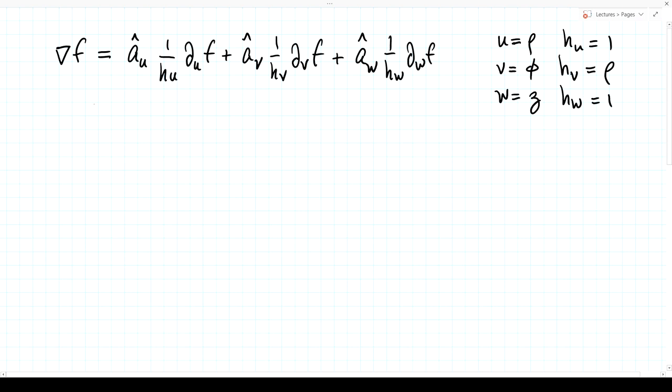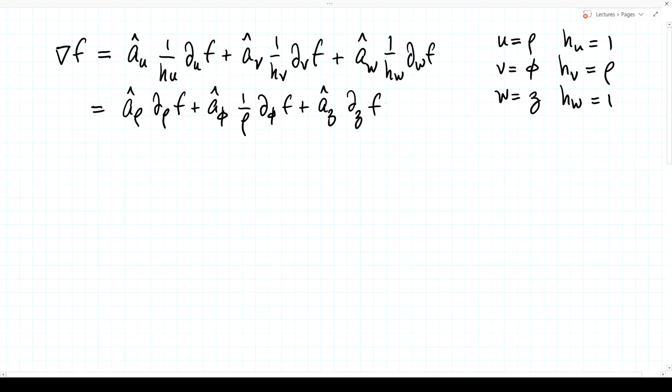So we can plug these in, and we get that the first term is a hat rho, 1 over hu, well, hu would be equal to 1, so we don't even need to include that. Derivative with respect to rho of f, and then a hat phi, 1 over hv, which is rho, so that's 1 over rho, the phi derivative of f, and then a hat z, 1 over 1 times the z derivative of f. So there's the gradient of a scalar.